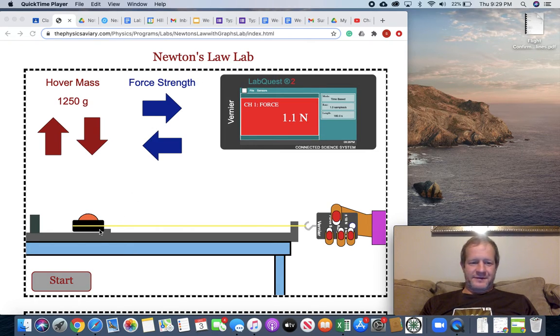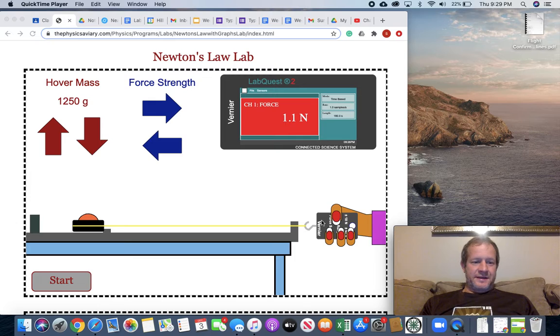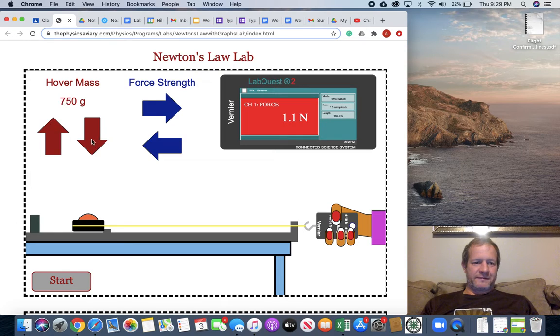And what you have is this hover disk. You have this person pulling the hover disk with a vernier force sensor, just like the ones you have used in class. And then you can change the hover mass to different masses. And you really don't get a choice. You just got to go with what they give you with the arrows. The one thing I do want to point out about mass is it shows it in grams here. I would like to see it all in kilograms. It will make it easier when we talk about the numbers later. So 1,250 grams is 1.25 kilograms.